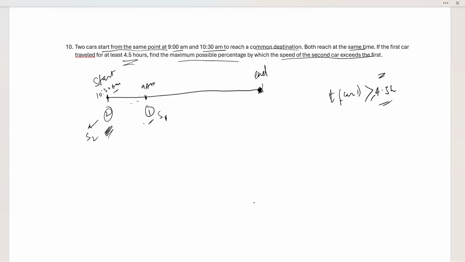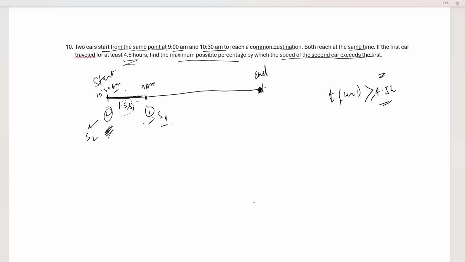Okay. So let's see what relation we can write down. What would this distance be? This is the distance traveled by car 1 in 1.5 hours, say 9 to 10:30, at speed S1. So I can write this distance as 1.5 S1. Now, since they are meeting over here, we can use the concept of relative speed. Since they are moving in the same direction, in order for S2 to overtake or meet S1, the distance between the two of them should be zero, which right now is 1.5 S1.